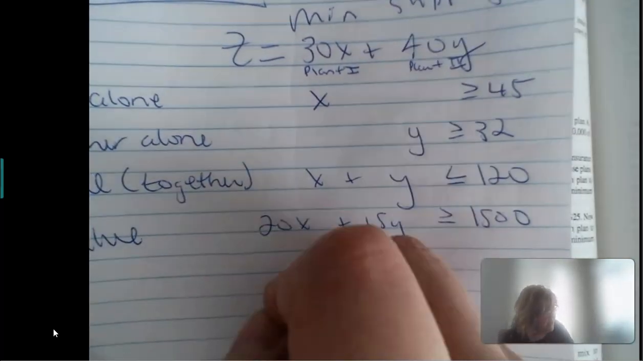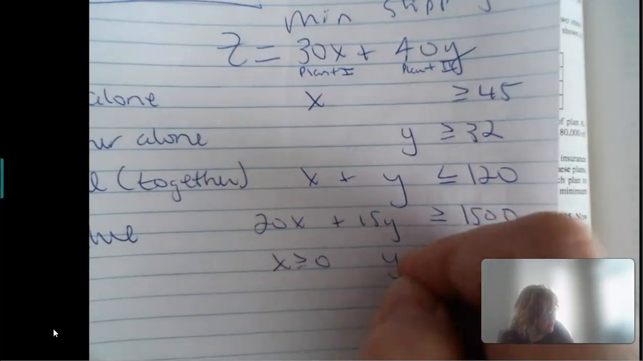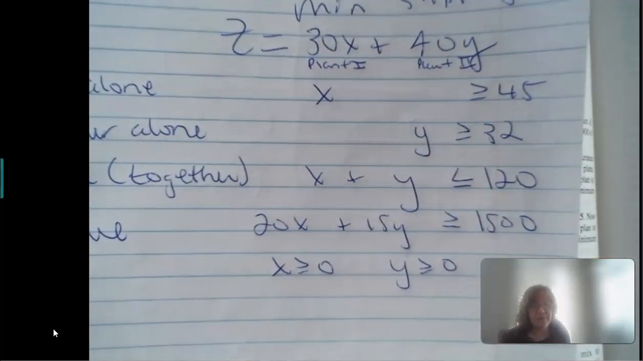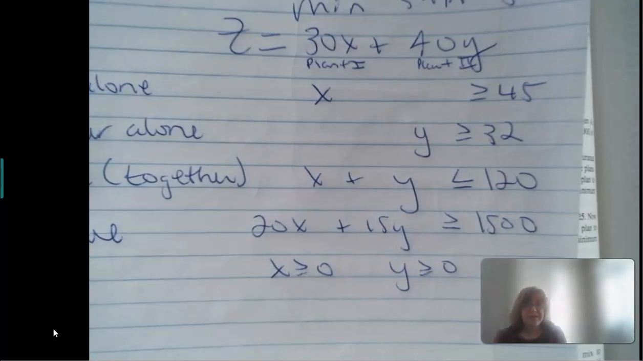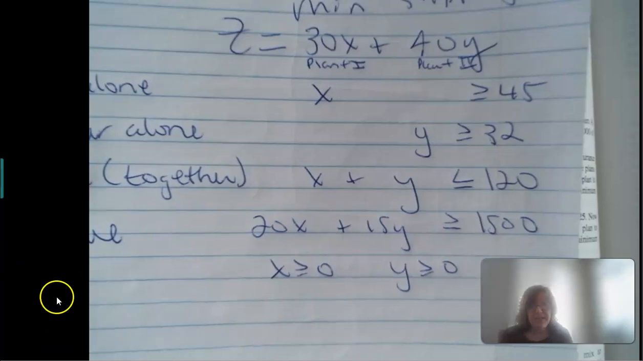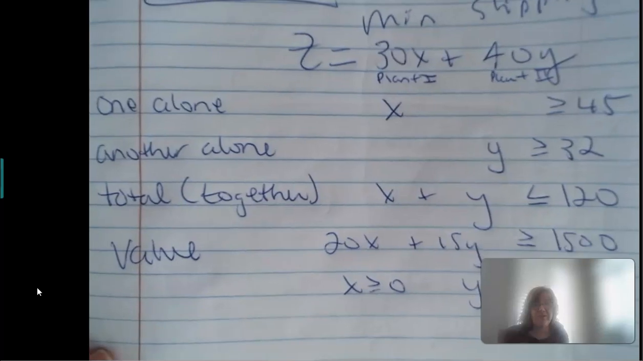And then the last thing is, do not forget the ones that shall not be forgotten. X and Y cannot be negative. They have to be positive values because, you know, we're talking about items here, and things that are being shipped can't be negative. All right, next step would be to graph these, okay? So we're going to do that in the next video, but that's kind of the whole setup, and this is very, very common.